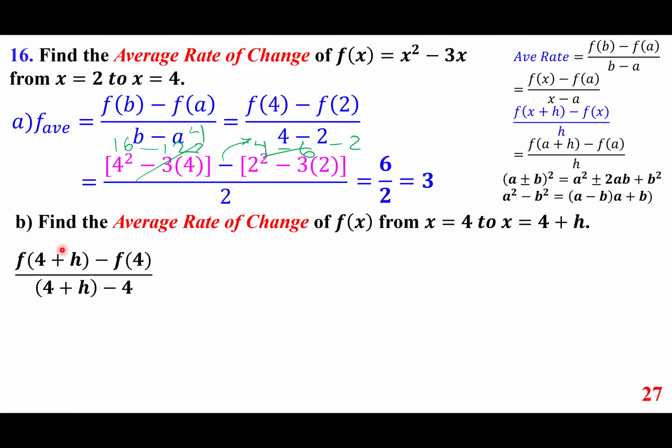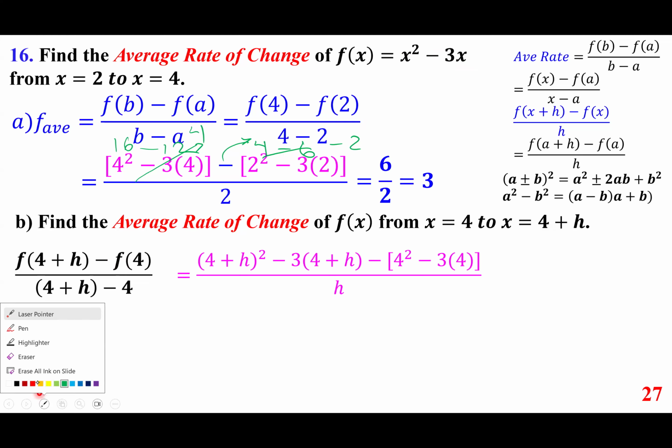So f of 4 plus h would be (4 plus h) squared minus 3 times (4 plus h), minus f of 4, we already have it. And then just write the denominator. When you write the denominator, it's important to know ultimately you end up with h only.